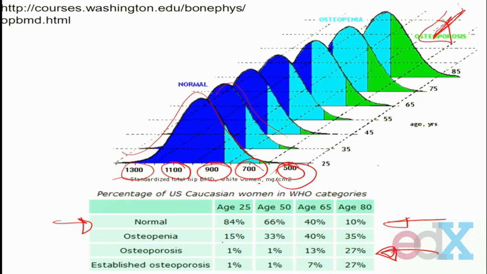As well, you can see what happens here. But the interesting thing, one thing you want to take away from this, is that at every age group, there is a distribution.